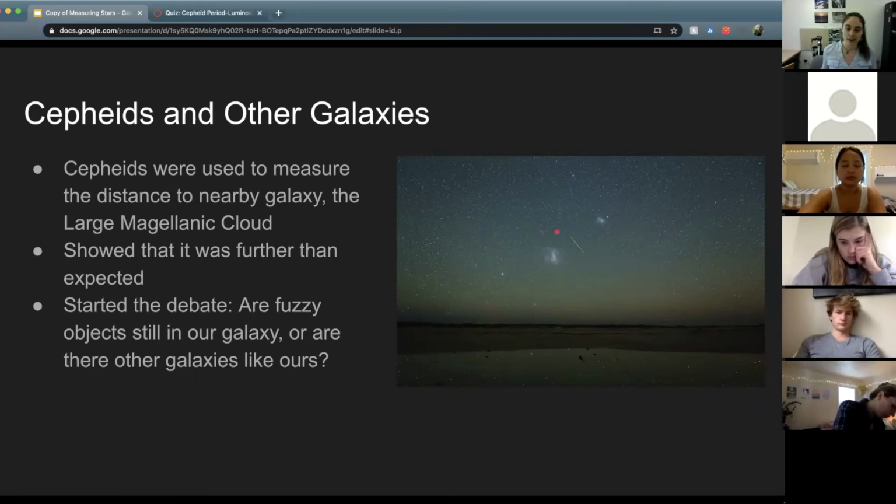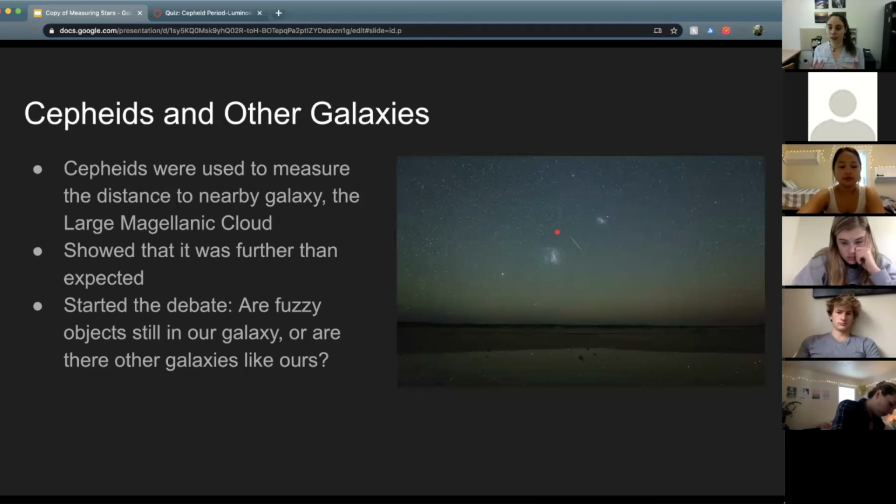If you are ever in the southern hemisphere, you can see the Large Magellanic Cloud. It looks kind of like a bit of haze in the sky. So if you ever go to Australia or anywhere in South America, you can see the Large Magellanic Cloud. And the person who initially did this was Henrietta Leavitt.